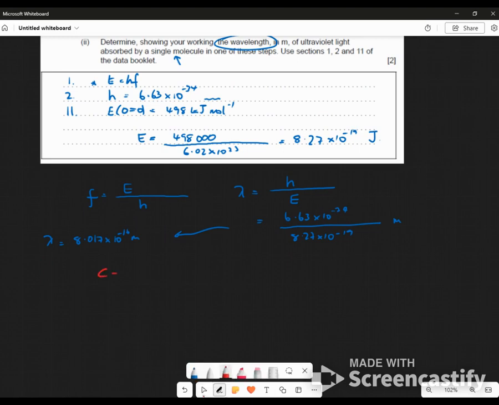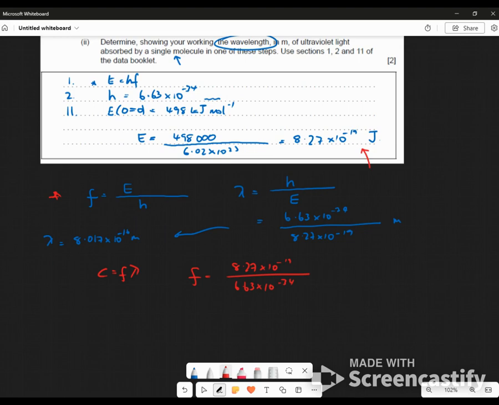Okay, so they've done C equals f lambda. All right, now we've got the number of joules. Okay, so let's find f from this equation here. It's the energy, which is 8.27 times 10 to the minus 19, divided by Planck's constant, 6.63 times 10 to the minus 34. Okay. All right. I know what I've done wrong, actually. It's a bit stupid what I've done, but never mind. Let me get the calculator out.